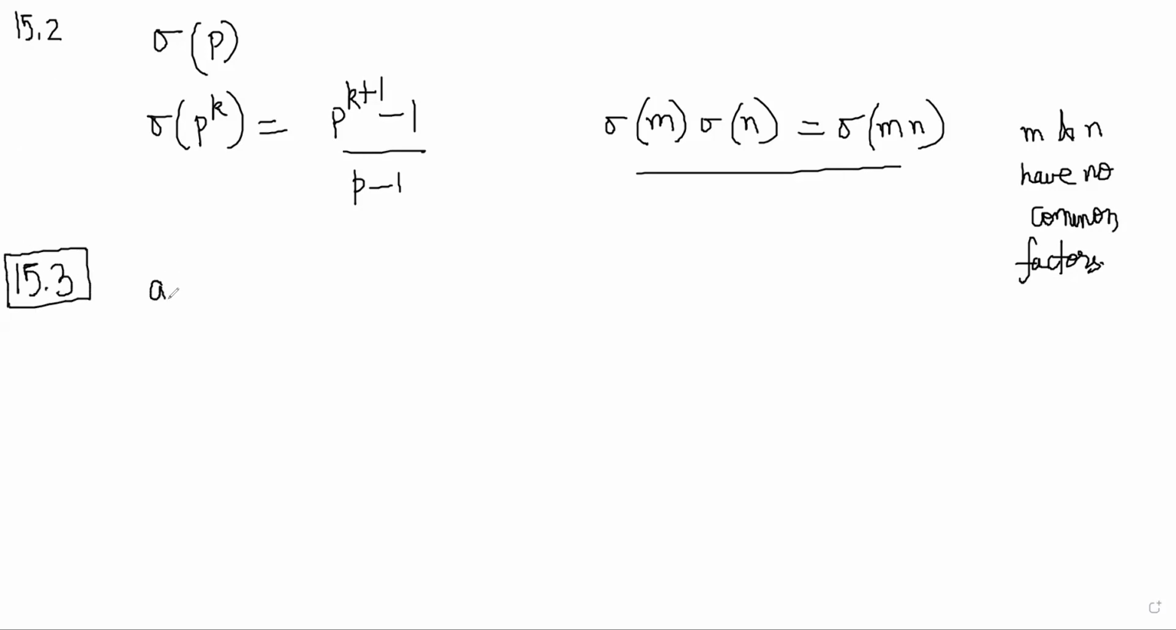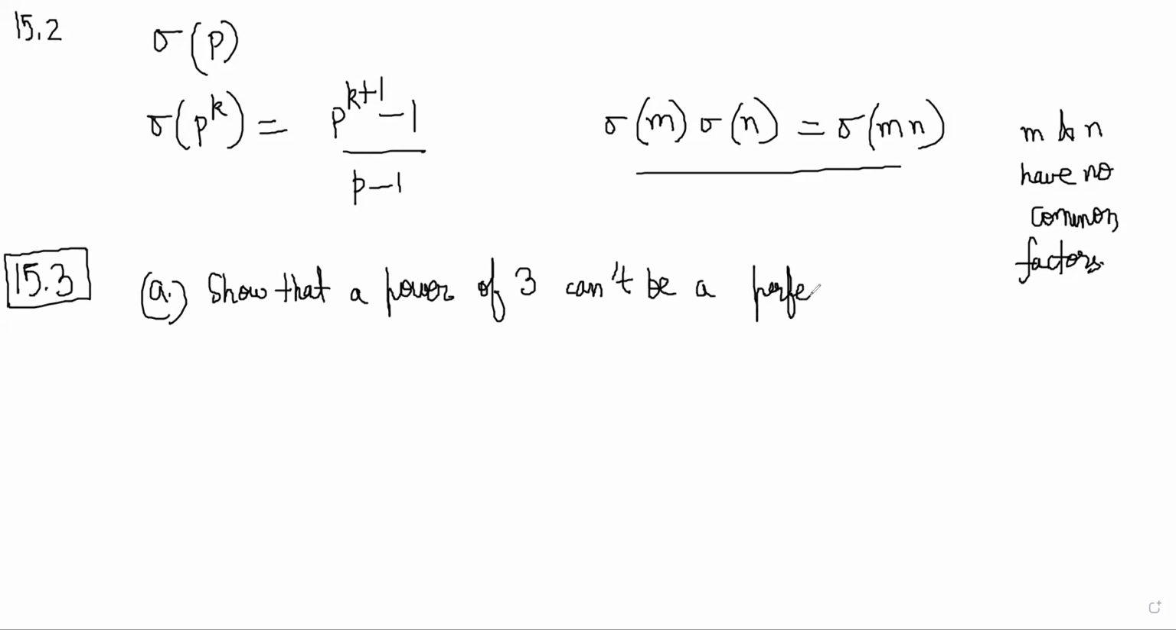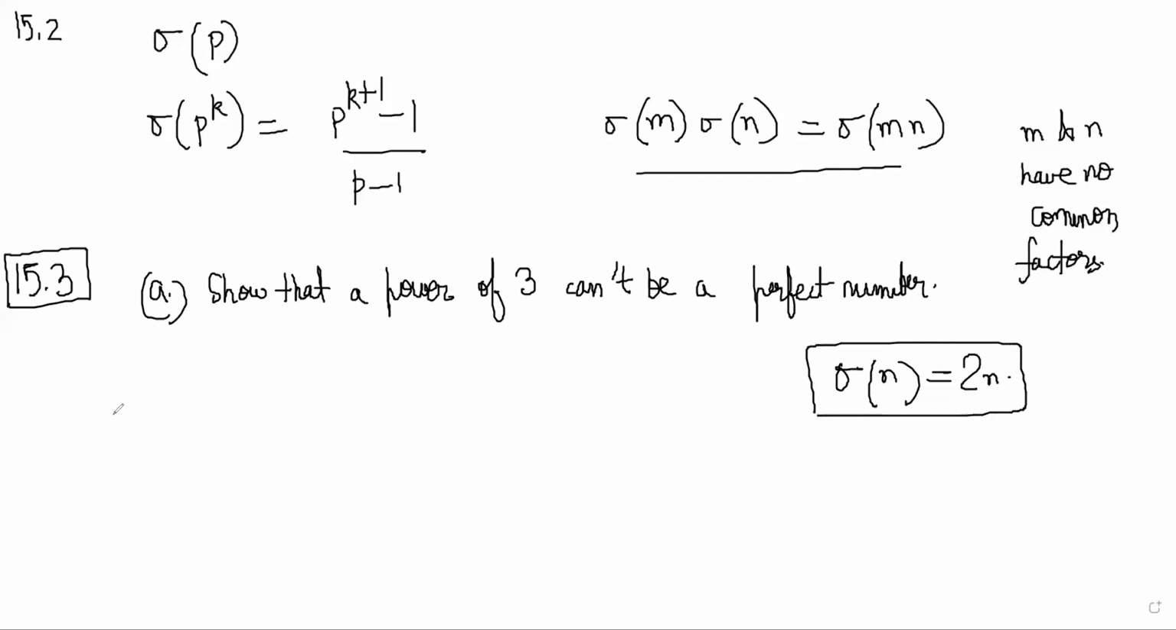15.3. The first part says, show that a power of 3 cannot be a perfect number. So you need to understand what a perfect number is. A perfect number is any number where sigma of n is equal to 2n. So basically you have to prove that sigma of 3 power k cannot be 2 into 3 power k. If you can prove this, then it is done.